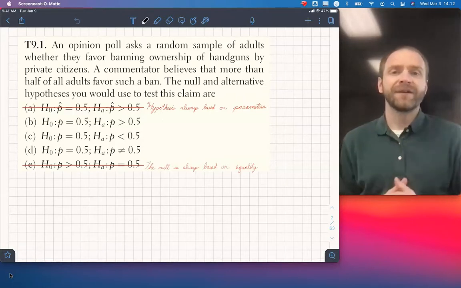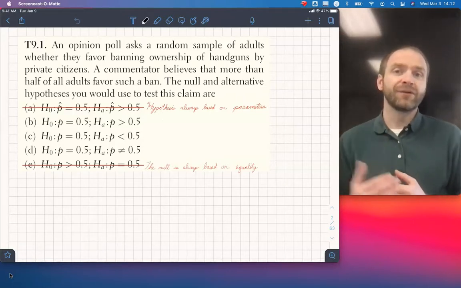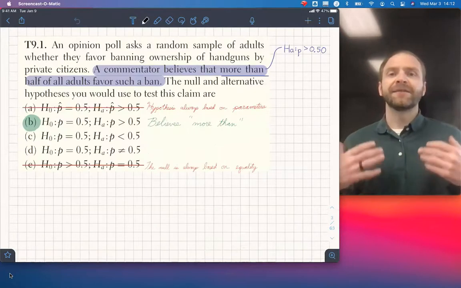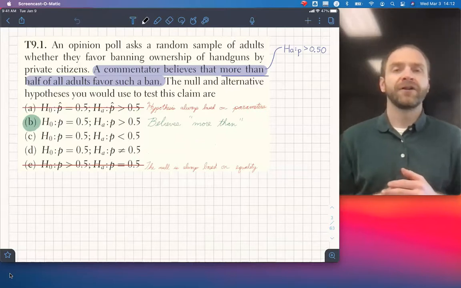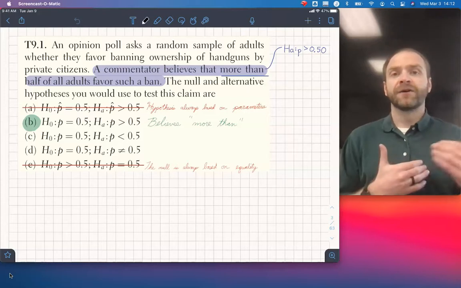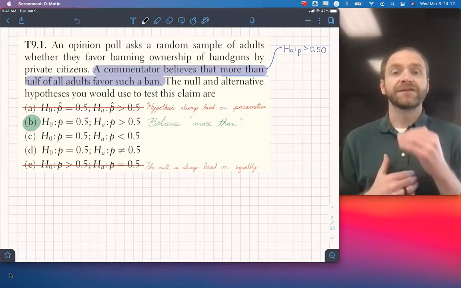Now, those are all based off directions. So if I look in the prompt, maybe there's a key phrase that gives me a direction. In this case, it's the idea that he believes more than half of all adults favor such a ban. So his is going to be p is greater than 0.50, which means the answer is B.